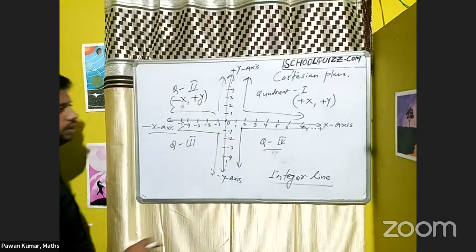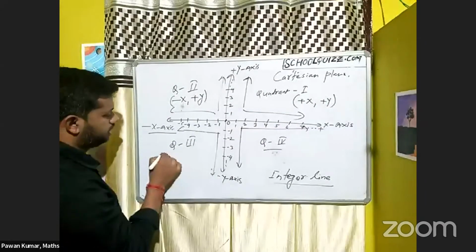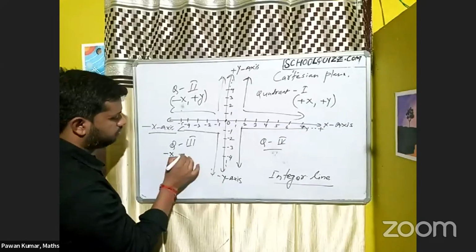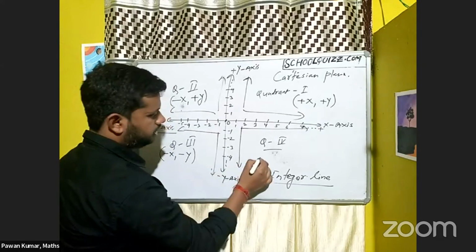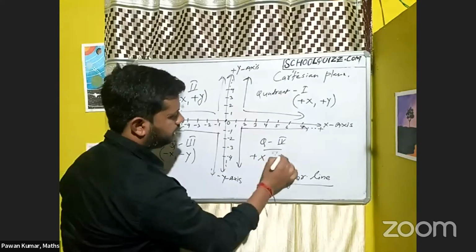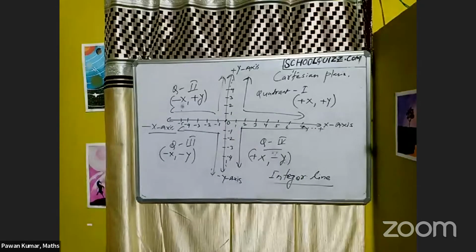I'll tell you how to signify that one. Similarly, in this quadrant x is negative, and what about this one? y is also negative. What about this one? x is positive, but y is negative.